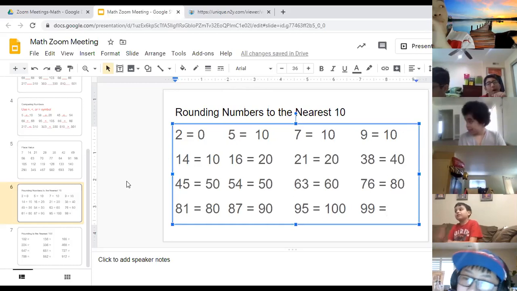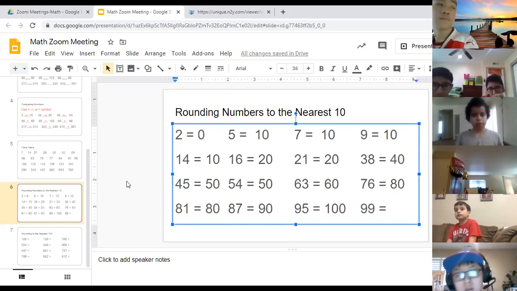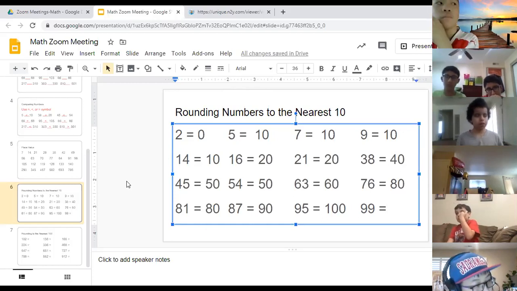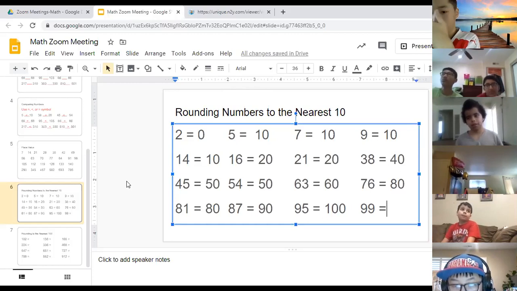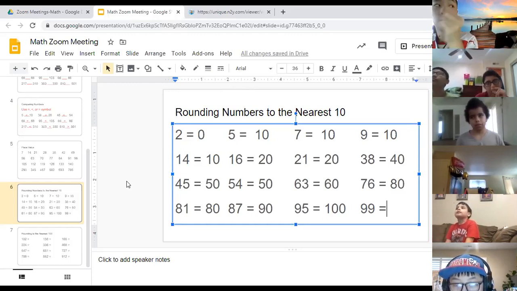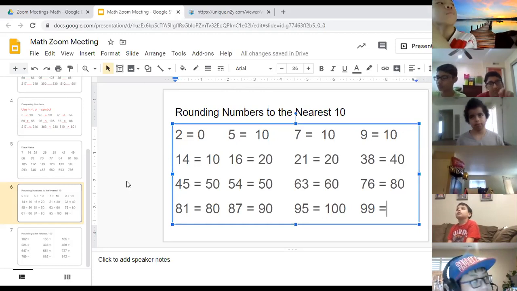Ethan, are you there? Okay, let's count. Ethan, 99. Okay, 99. So we will count 99 to 100. Okay, 99, 100. So how many units away? Only 1 unit away. 99 is only 1 unit away to 100.